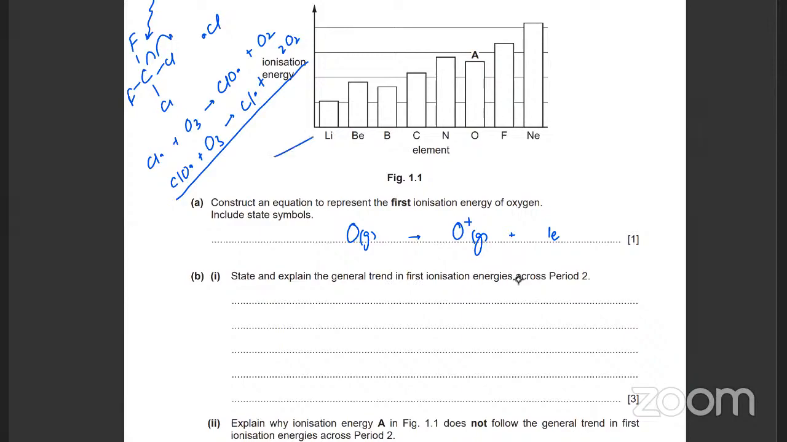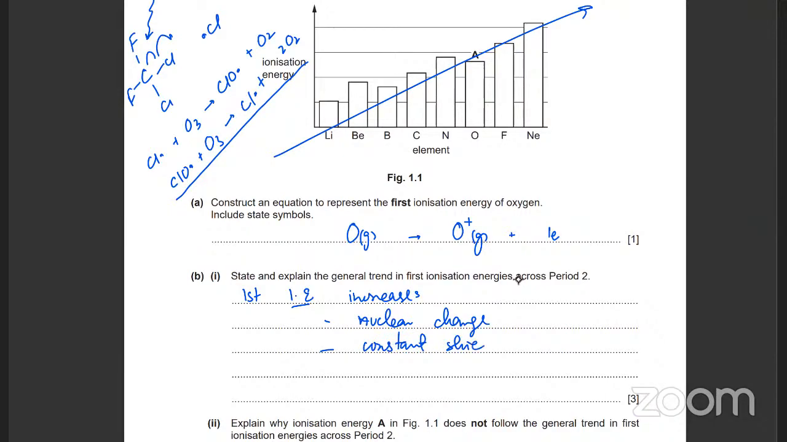What happens across the period? The general trend is that the first ionization energy increases, and don't write abbreviations in your paper. Why does it increase? What are the 3 factors that contribute? One of them is increasing nuclear charge. The next one is that the shielding is constant. And then there's greater attraction between outer electrons and the nucleus.